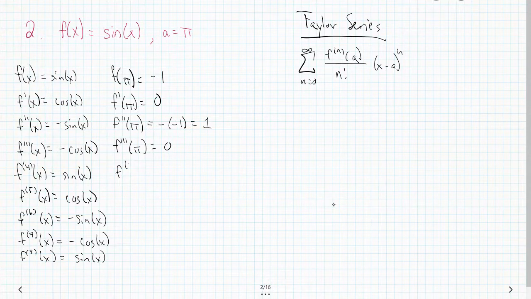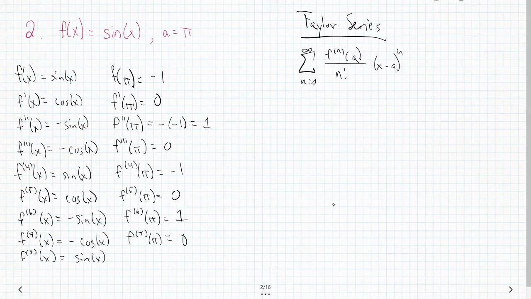And the 4th derivative of sine at pi would be back to negative 1. The 5th derivative at pi equals 0. The 6th derivative at pi, notice that would be back to positive 1. We just kind of cycled around. So the 7th derivative at pi equals 0. And the 8th derivative at pi equals negative 1 again.